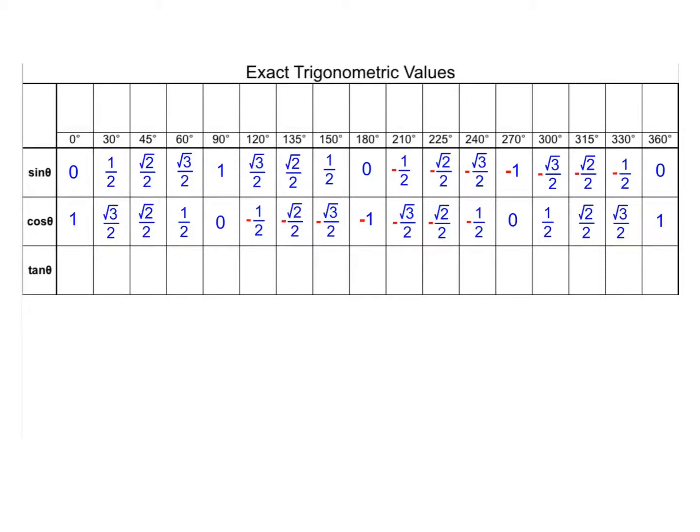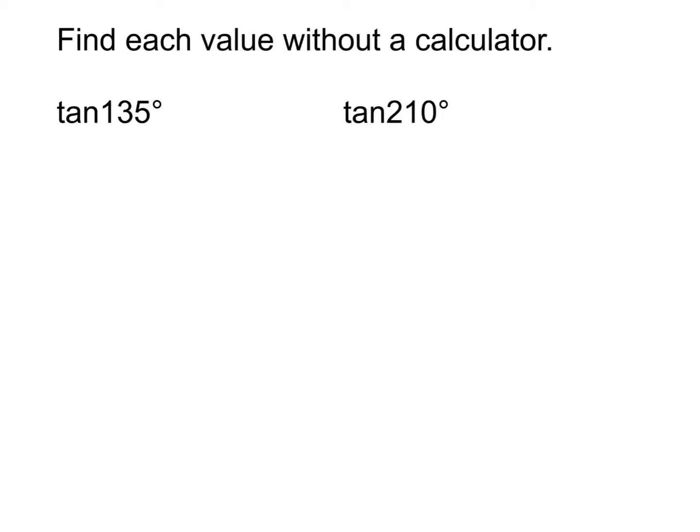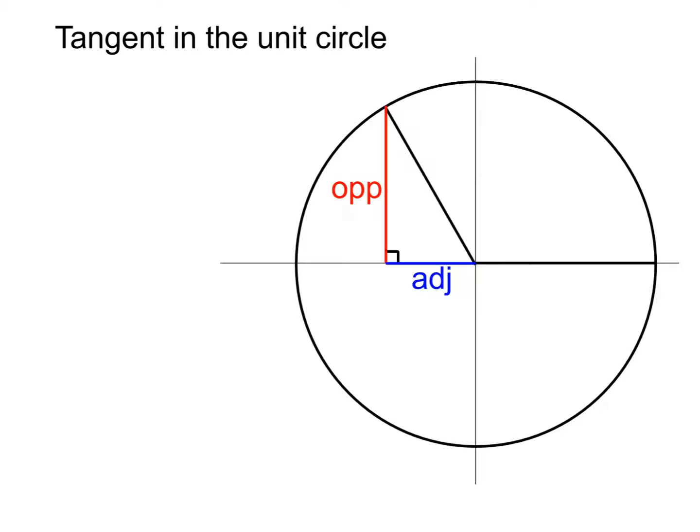Now in order to see how to get those other values, we're going to start with a couple representative values. We're going to find the value of tangent of 135 degrees and the value of tangent of 210 degrees. Now right now, you don't necessarily have any good tools for doing it. So we're going to start by building in some of those tools and showing you how we would actually go about figuring out tangent on the unit circle.